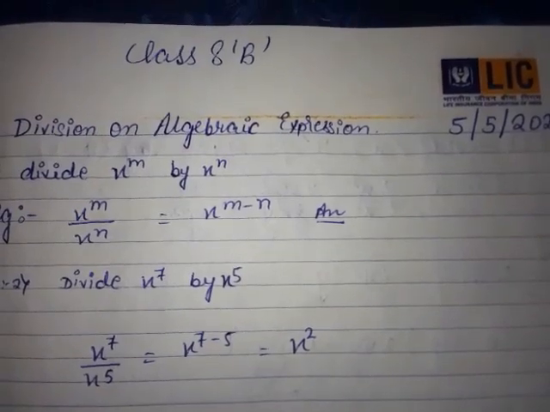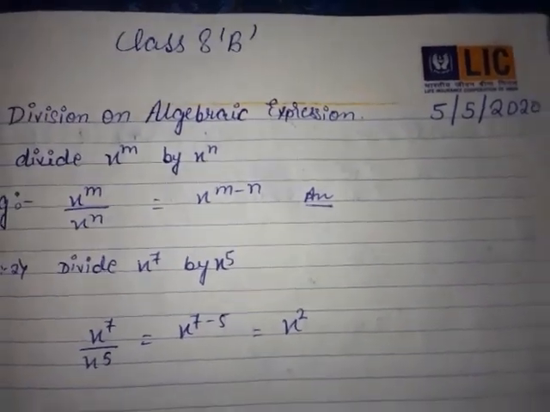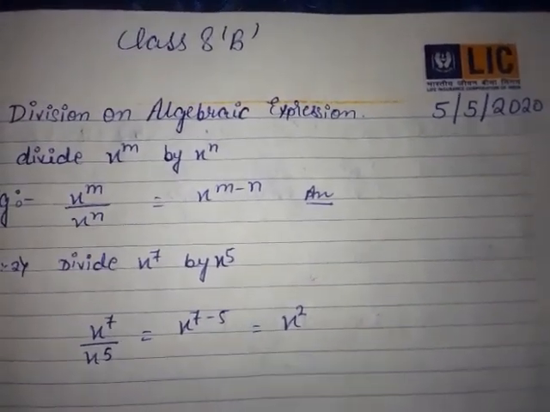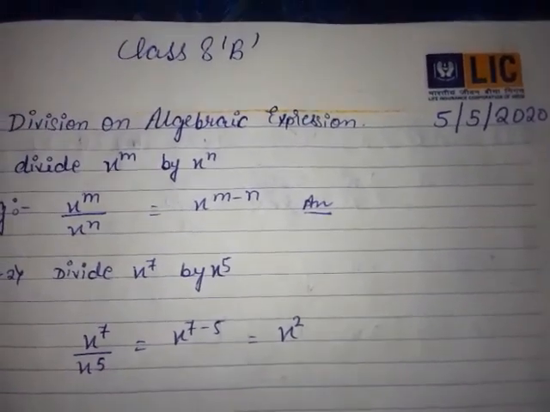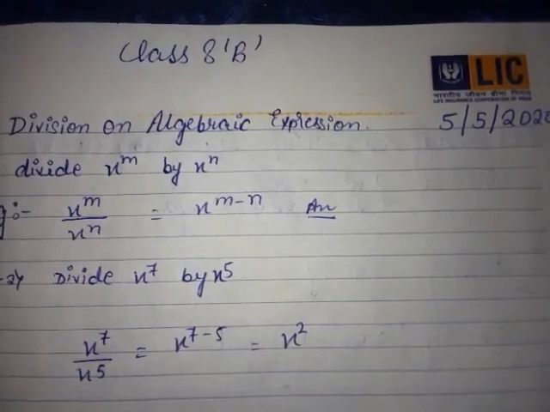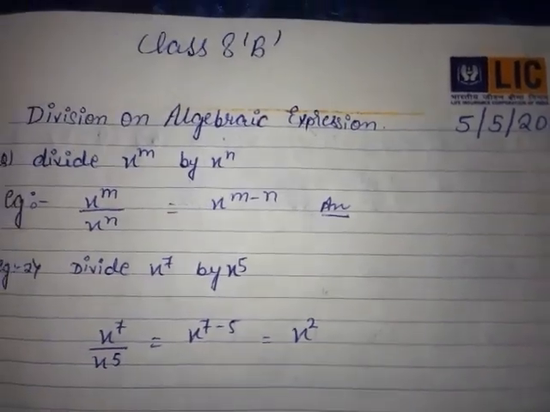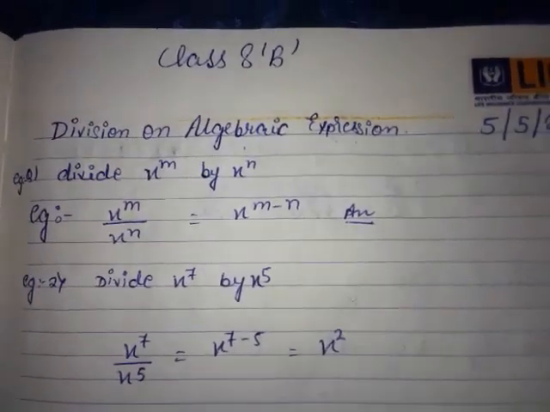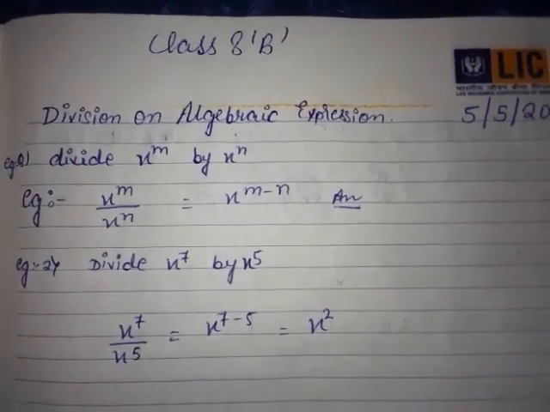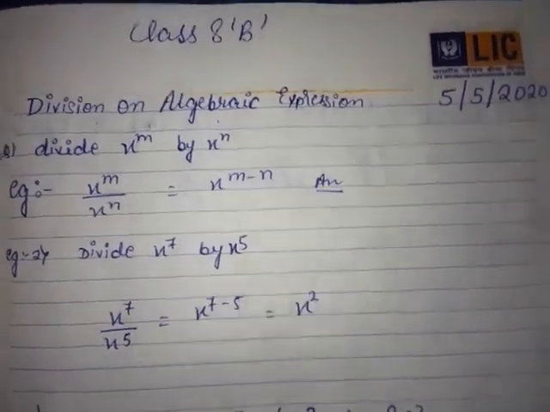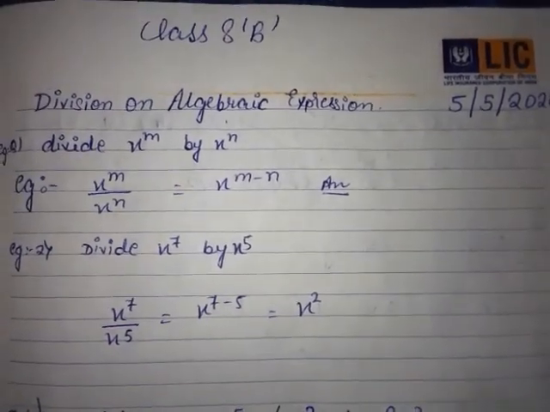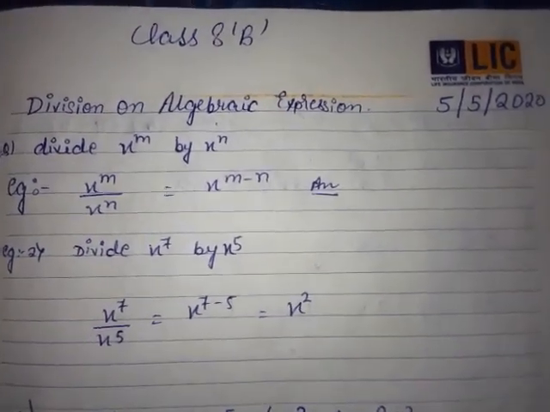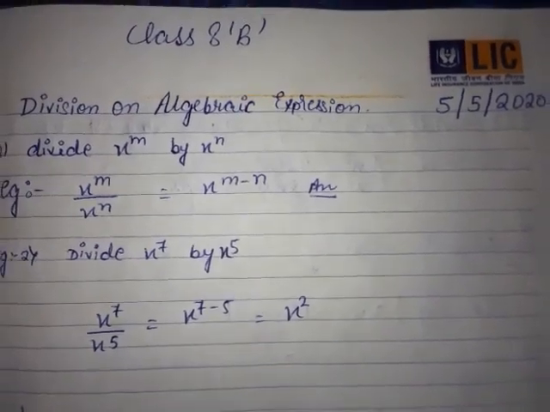So the first tip is, when you divide two terms, if both the terms have the same sign, the result will come in plus, and if both the terms have different signs, the result will come in minus. You all already know this rule. Whenever you divide two terms, if both have the same sign, the result is plus, and if they have different signs, the result is minus.